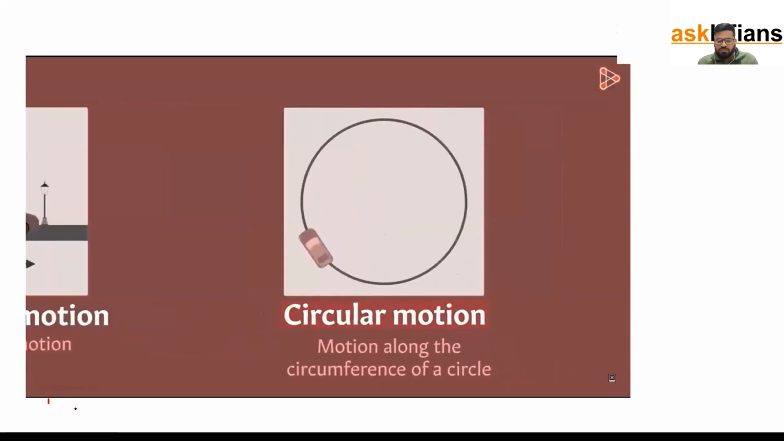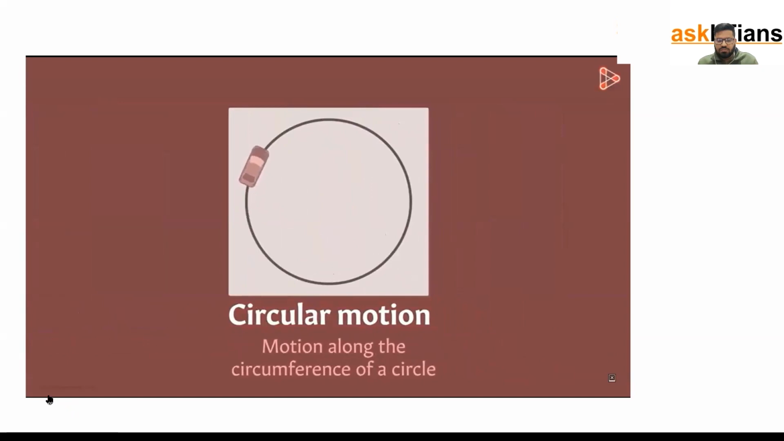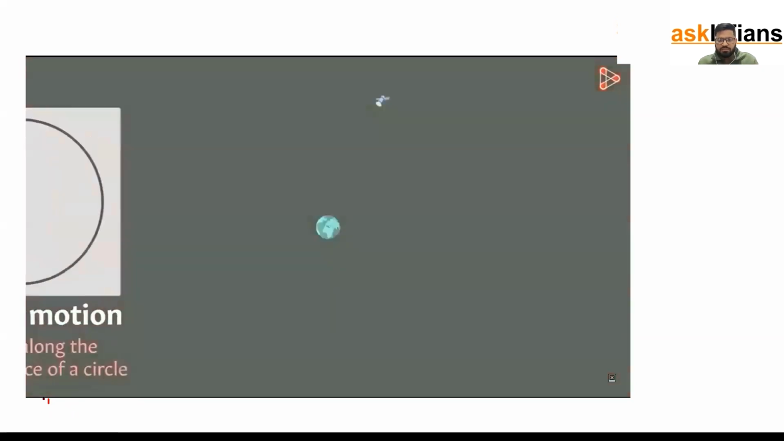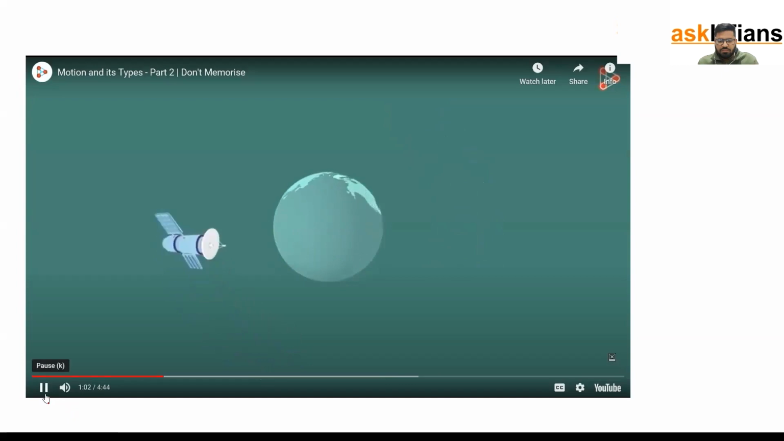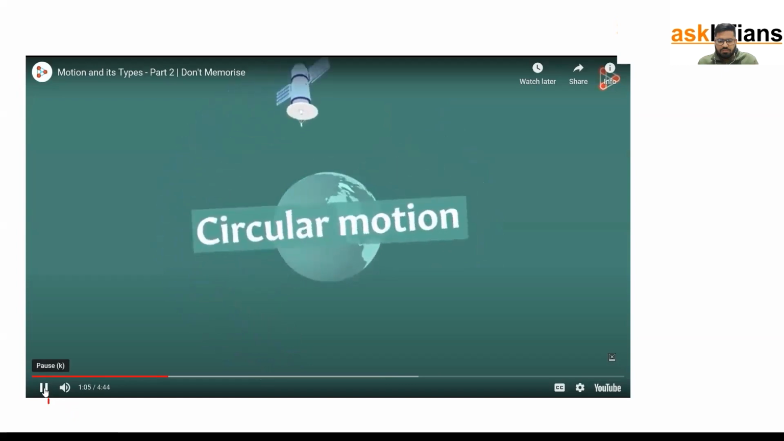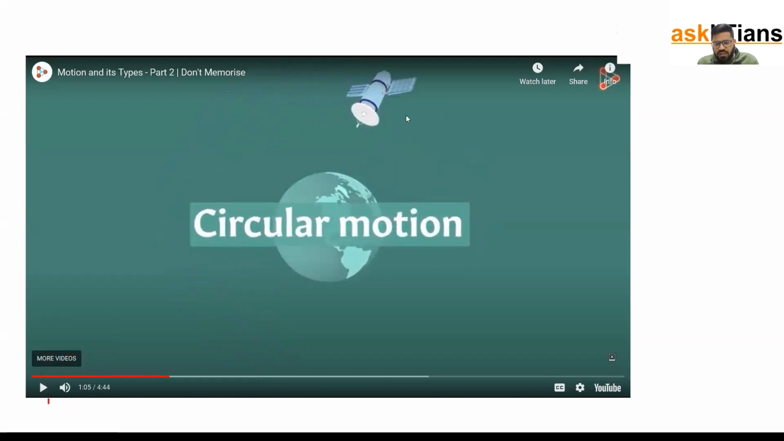Can you give me any real-life examples in which objects execute this type of motion? Yes, we can give. What about the satellites orbiting the Earth? Yes, the satellite orbiting at a certain height is also undergoing circular motion. You can observe this satellite is moving around the Earth. So Earth is a fixed point from which the distance of the satellite is constant and it is moving along the circumference of the circle of its orbit. So that's why it is also performing circular motion.